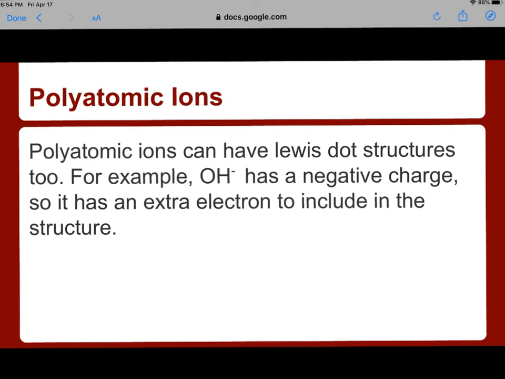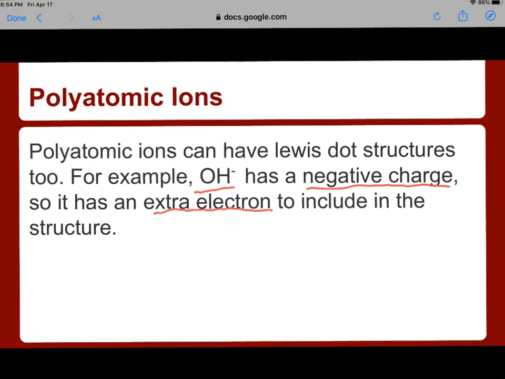Another thing you might see, the last thing that is maybe a little more complicated, is polyatomic ions. Remember polyatomic ions from ionic bonding, those groups of atoms that had a charge as a group. Well, those groups of atoms are covalently bonded to each other, so we can do Lewis dot structures for them too. Here's a hydroxide ion, OH negative. Since this ion has a negative charge, a -1 charge, that means it has 1 extra electron to include in its structure.